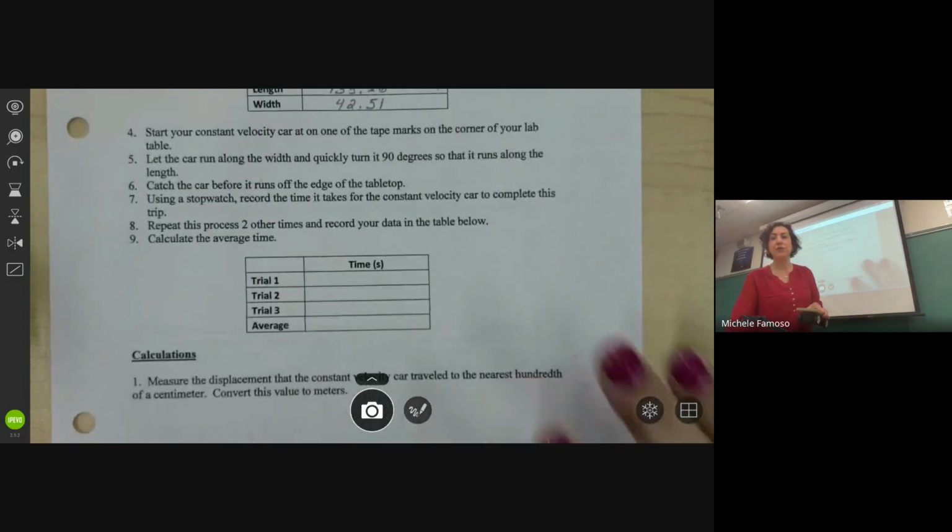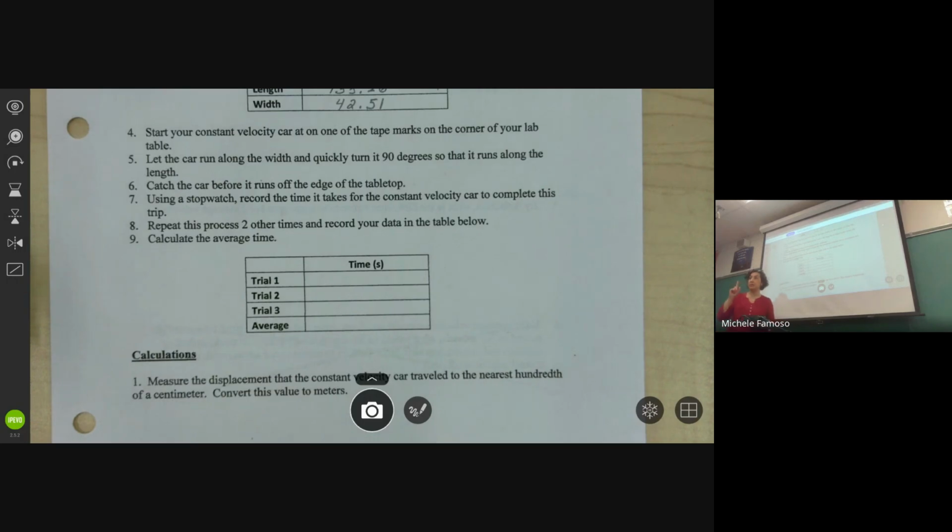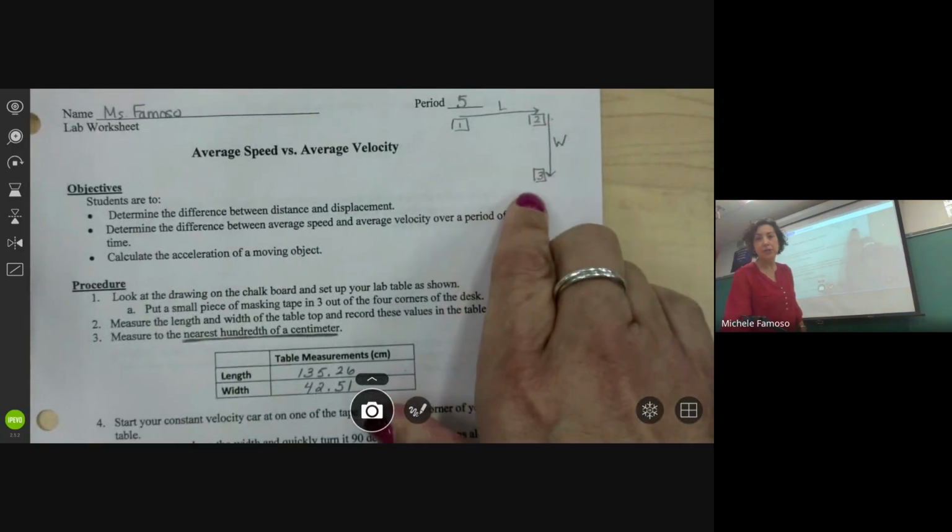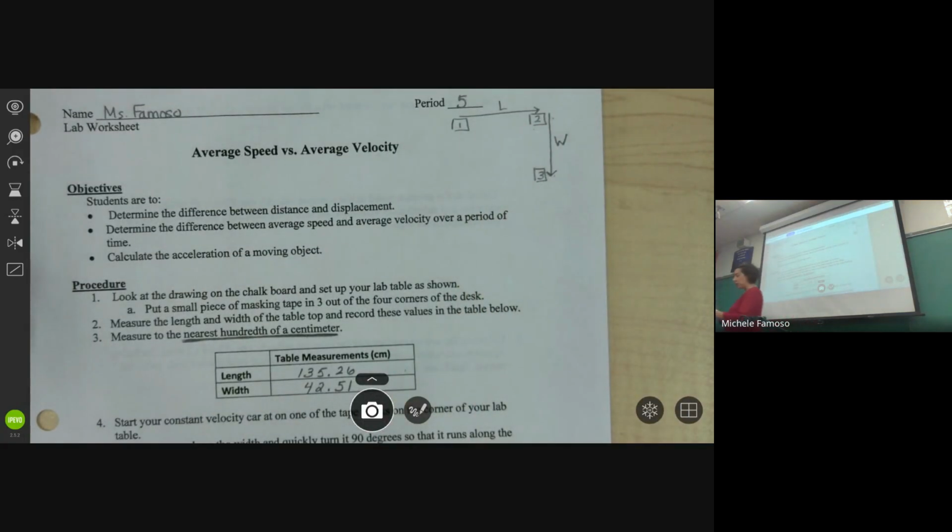And here's what you're going to do. And I'd like not to scream, so I'm not talking over you. If you could listen, please. What you're going to be doing now is recording the 3 times as the buggy goes from tape 1 to tape 2 to tape 3. So this is what you're going to do.